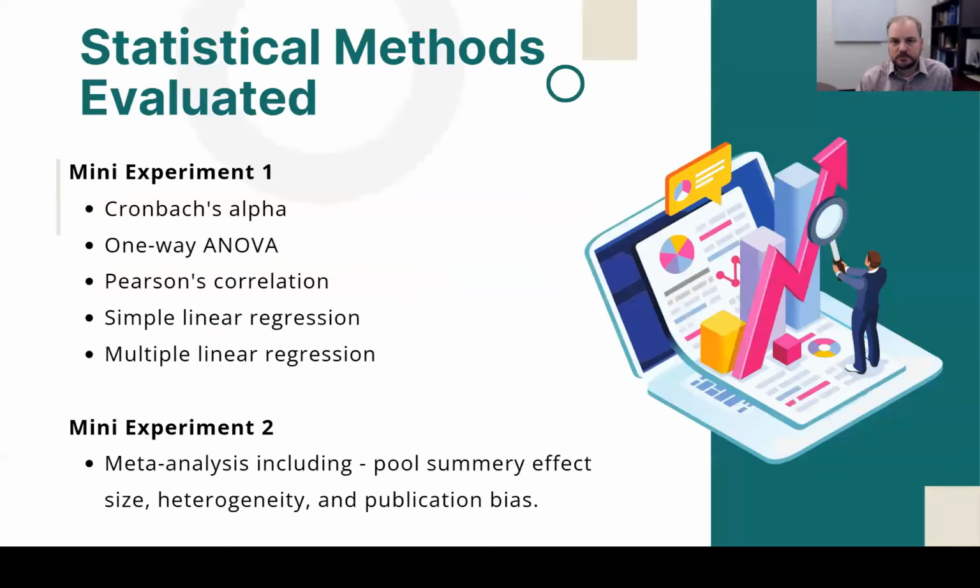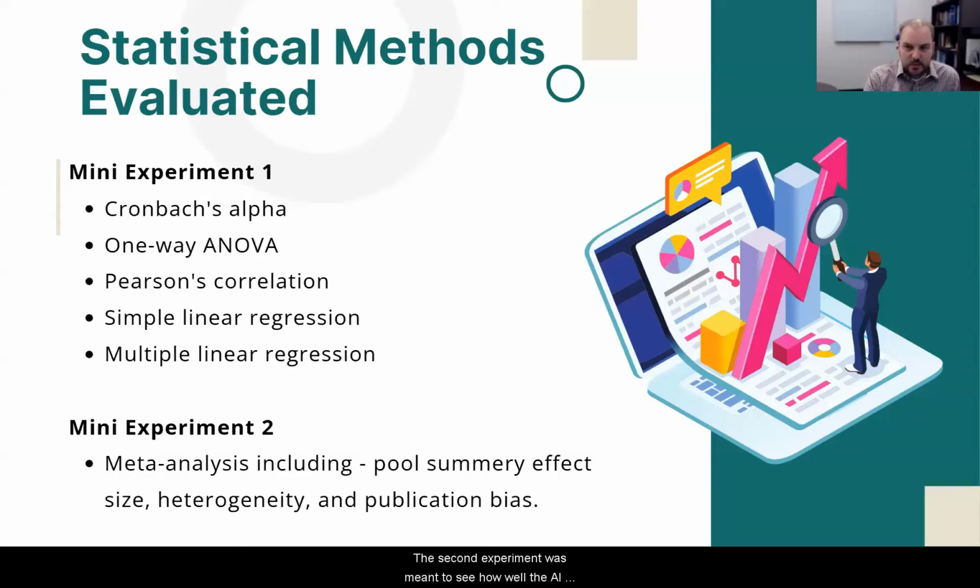To put these systems to the test, I conducted two mini experiments. The first experiment involved both univariate and multivariate statistics. The univariate statistics that I explored included Cronbach's alpha, a one-way ANOVA, Pearson's correlation, simple linear regression, as well as a multiple linear regression. For this first experiment, I used SPSS as the baseline comparator.